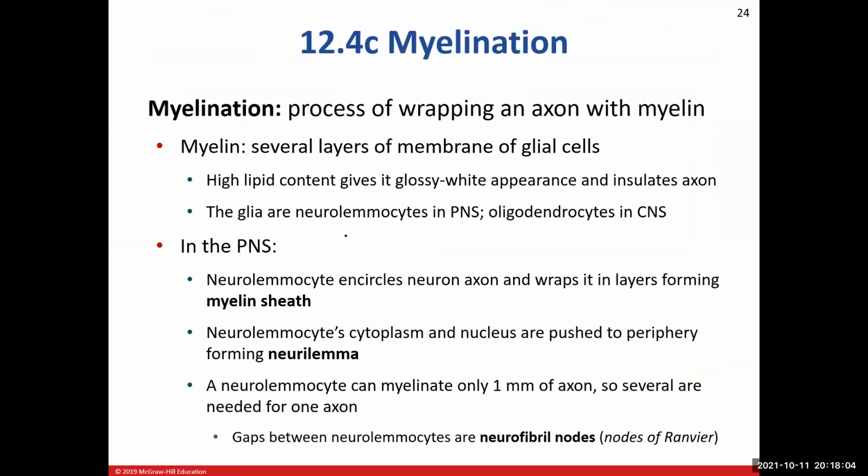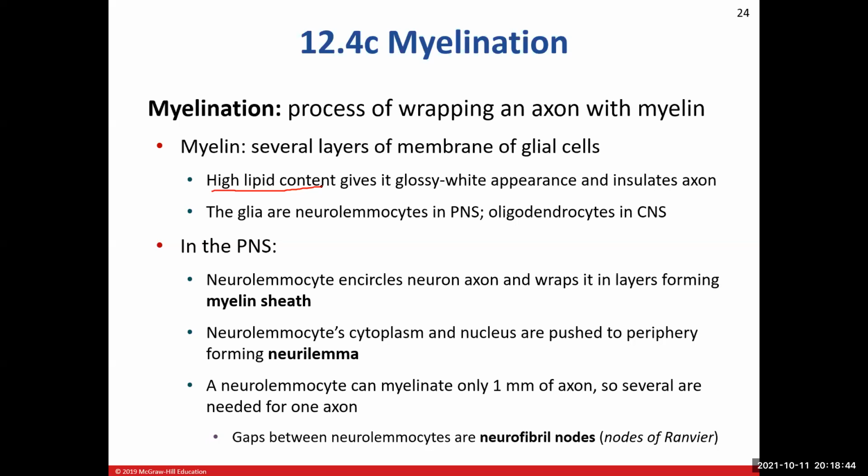Let's talk about the myelination process here. Our myelination process starts with the cell that's actually going to create the myelin. In the peripheral nervous system, that's the neurolemocyte or the Schwann cell. In the central nervous system, that's the oligodendrocyte. But you have to understand that myelin is a lipid substance, and that's why when we're looking at it grossly, it looks white.